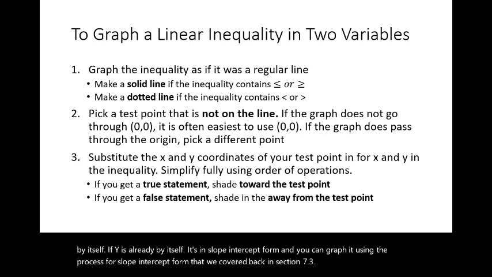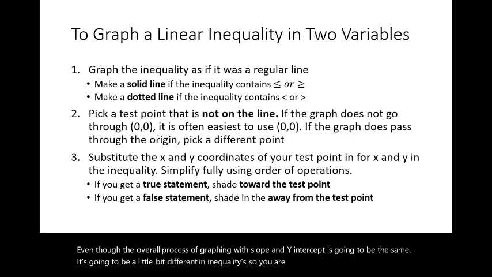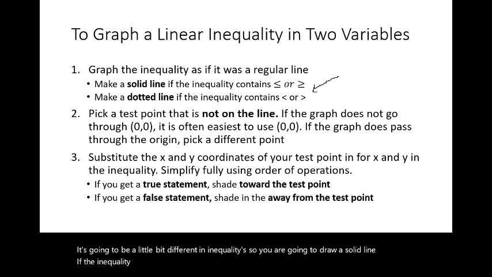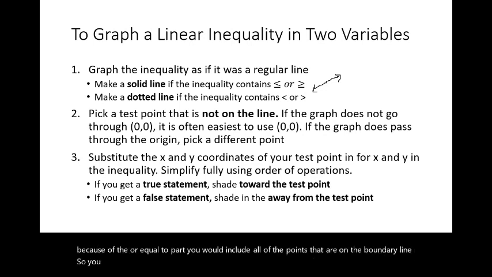Now, even though the overall process of graphing with slope and y-intercept is going to be the same, it's going to be a little bit different in inequalities. You are going to draw a solid line if the inequality contains either a less than or equal to or a greater than or equal to. The reason is because of the or equal to part, you would include all of the points that are on the boundary line, so you would indicate that you are including all of the points on the boundary line by drawing a solid line.